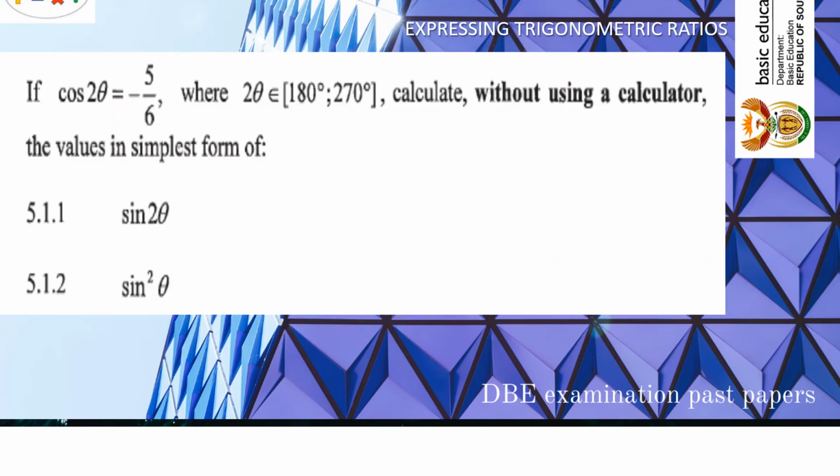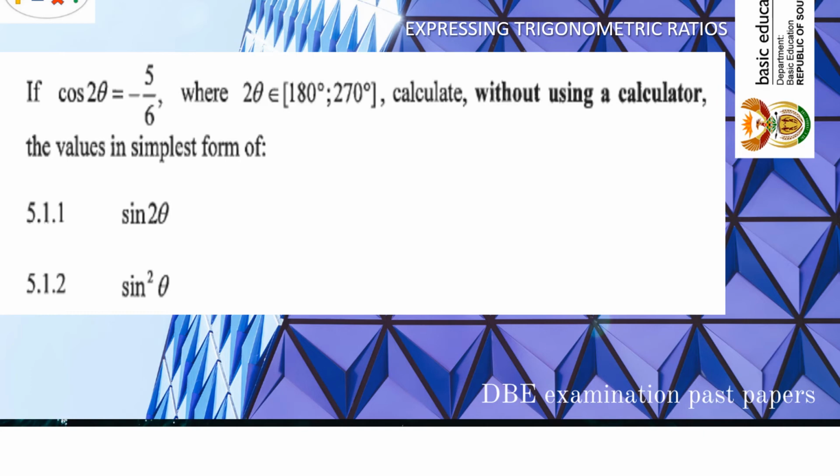Okay, grade 12, let's continue. Now we have a different problem. We're still on question 5, as you can see, and this is trigonometry: expressing trigonometric ratios in terms of something. So now you are given cos 2 theta is equal to minus 5 over 6. This is a very likely question that you can get in your examination question paper.